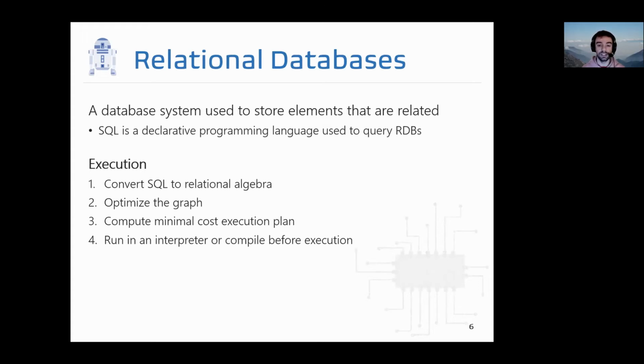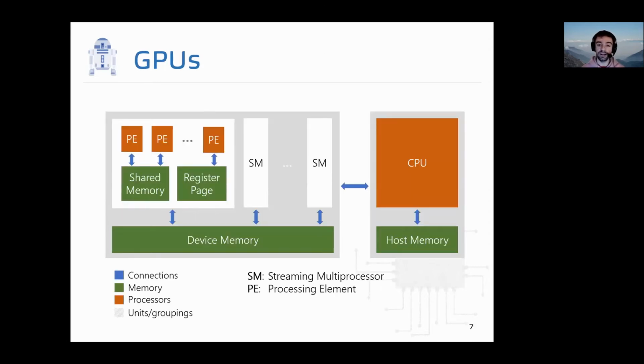In terms of execution, we typically take the SQL query, convert it to relational algebra, optimize the graph to improve the performance, and generate what's called a minimal cost execution plan. The idea here is that we're going to specify for each individual operation what the most efficient algorithm is going to be. Once we have this, we can either run it inside of an interpreter or we can compile it before execution.